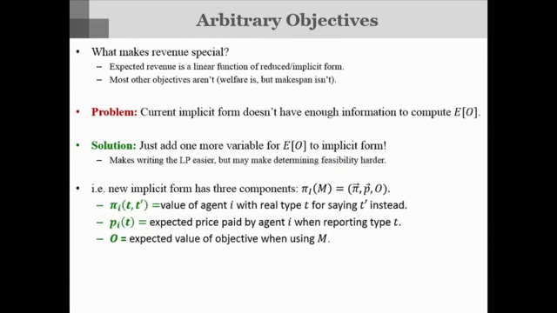And now I'll tell you how to deal with arbitrary objectives. What you want to ask is, what makes revenue special for this approach? And the answer is that expected revenue is a linear function of the reduced form or the implicit form, whereas most other objectives aren't. So for instance, welfare is, but Makespan isn't. And so the issue is that if I just give you the implicit form of a mechanism, there is no way you can possibly hope to compute the Makespan.